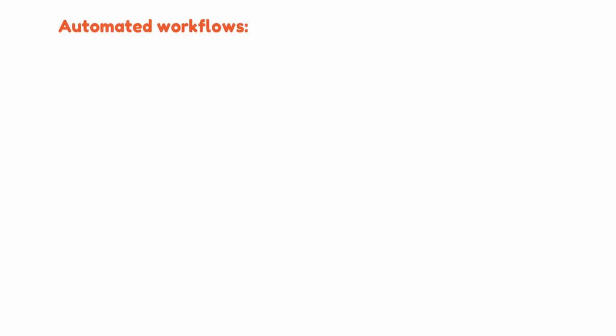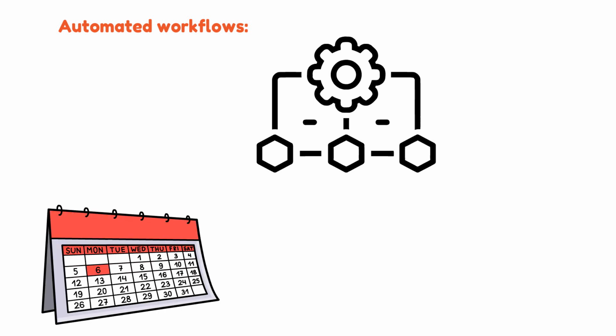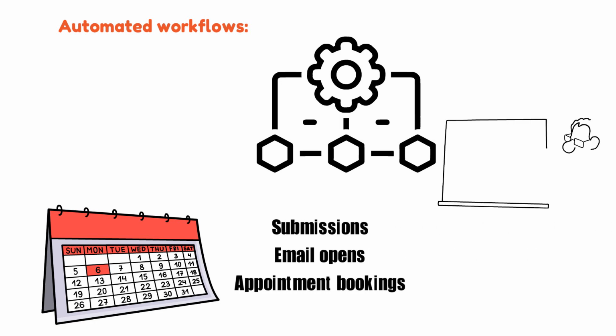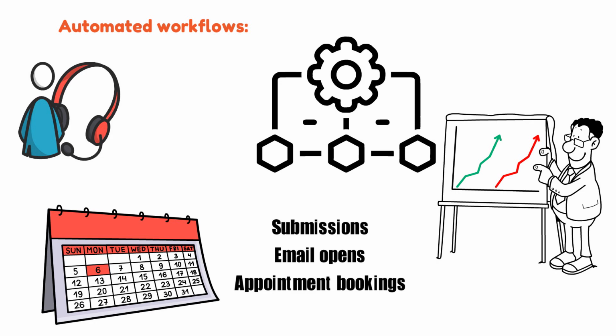Automated workflows. GoHighLevel allows you to automate your workflows and processes by setting up triggers and actions based on certain events, such as form submissions, email opens, or appointment bookings. You can create a custom automation for different parts of your business, such as lead generation, sales, and customer support. The platform also offers integrations with other tools and services, such as Zapier, Stripe, and Twilio.